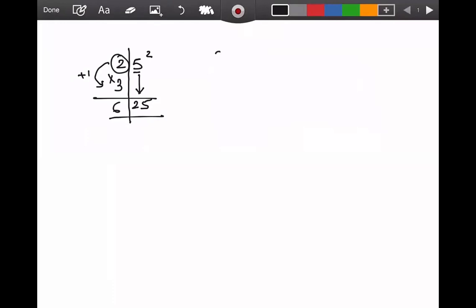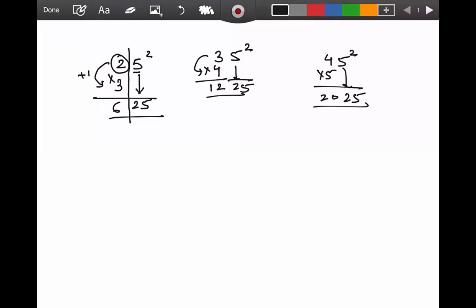Answer is 625. Similarly, for 35 square, we'll do 3 into the next number, 4, is 12. And this will give us 25. Now, similarly, 45 square. This will give us 25. Now 4 into 5 is 20. So answer is 2025. Can you guys tell me what will be 55 square without using a pen? So 3025. So 5 into 6 is 30 and 25.